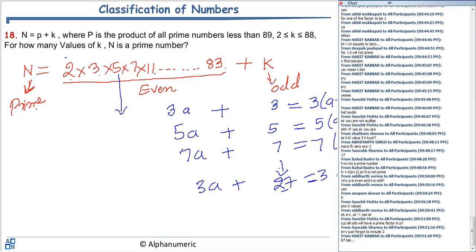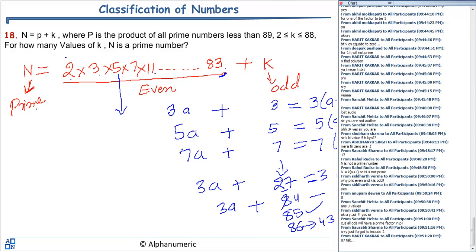Alright. So none of the values will satisfy. Now the problem is after 83. If you take 84, remember 84 is a multiple of 3. So 3a plus 84, 3 is common. If you take 85, 5 will be common. If I take 86, in 86, 43 will be common.